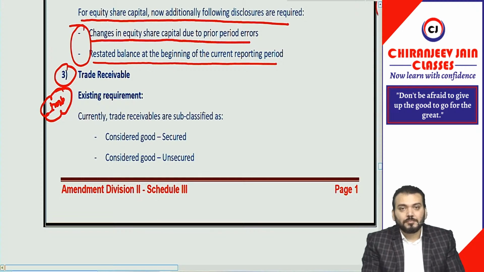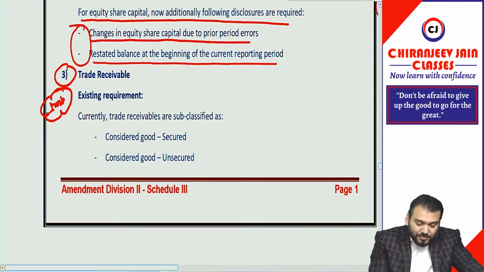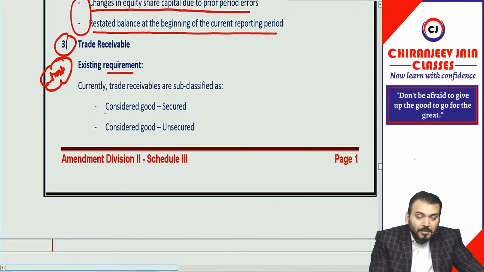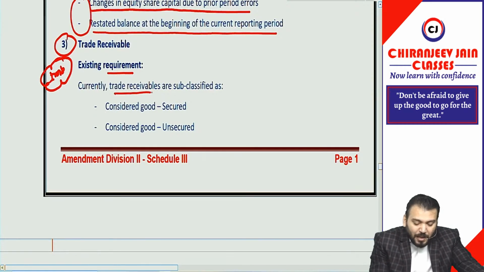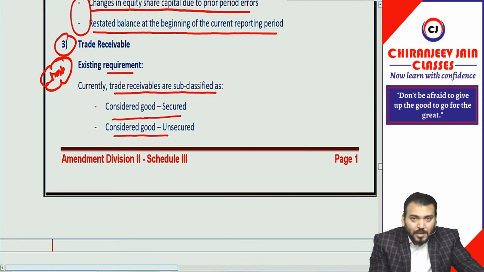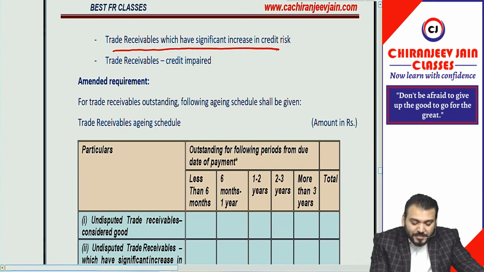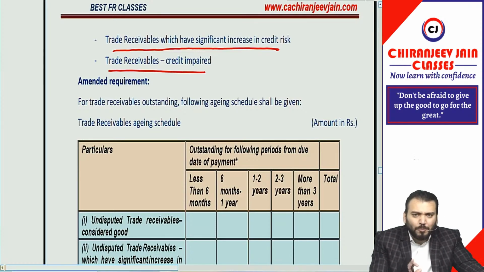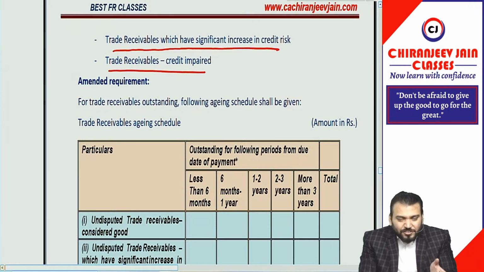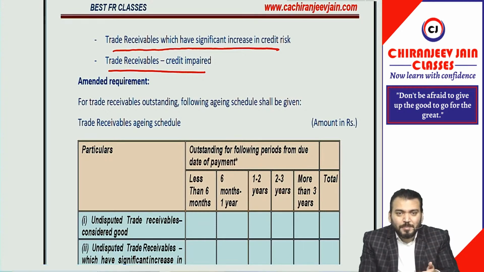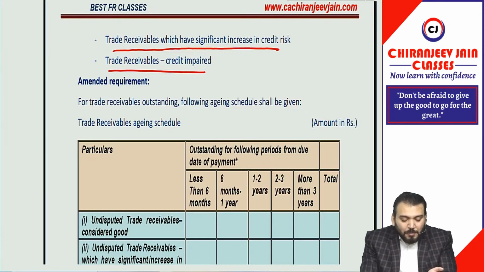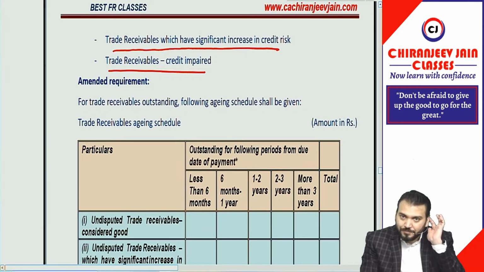Then point number 3, which is very important from an examination point of view: trade receivables. As per the existing requirement, before the amendment, trade receivables were subclassified as considered good secured, considered good unsecured, trade receivables which have significant increase in credit risk, and trade receivables which are credit impaired. I hope you remember this. Got it?